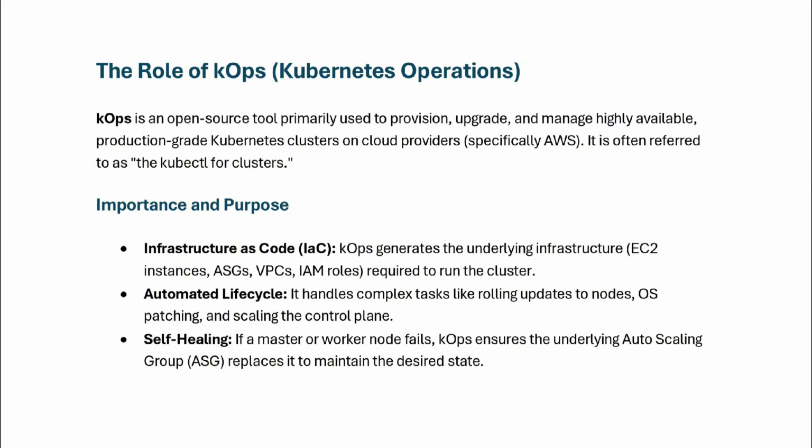Now, importance and purpose of kOps or Kubernetes operations. Infrastructure as code. kOps generates the underlying infrastructure, EC2 instances, ASGs, VPCs, IAM roles required to run the cluster. Automated lifecycle. It handles complex tasks like rolling updates to nodes, operating system patching, and scaling the control plane. Self-healing. If a master or worker node fails, kOps ensures the underlying auto-scaling group, ASG, replaces it to maintain the desired state. So kOps helps in infrastructure as code, to automate the lifecycle, and for self-healing, which simply is management of our production grade Kubernetes clusters on cloud providers.